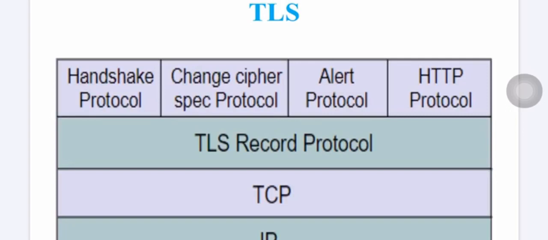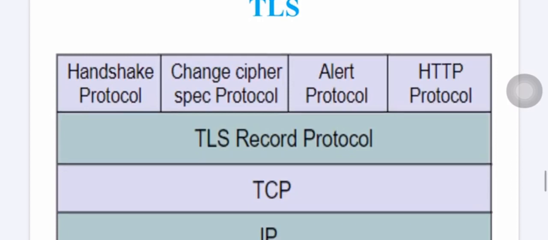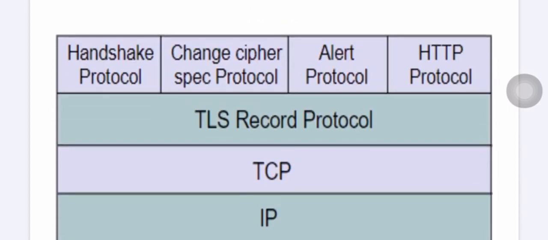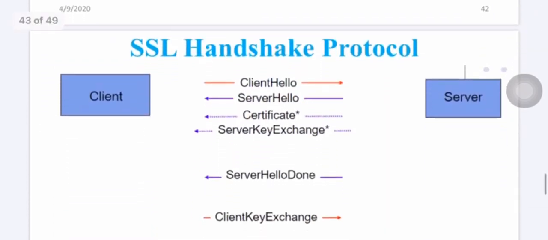As we have application layer security, in the same way we have transport layer security. We have various protocols. We all know that TCP is the underlying protocol in the transport layer, and below that we have the IP protocol. So the transport layer consists of the handshake protocol, the change cipherspec protocol, the alert protocol and the HTTP protocol.